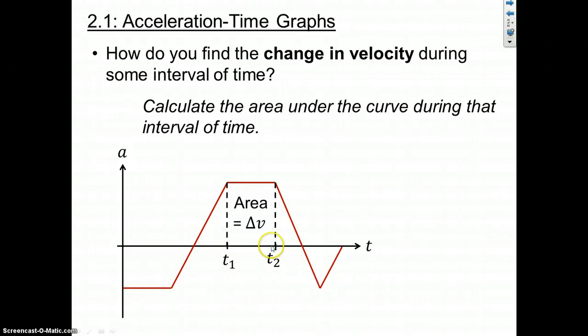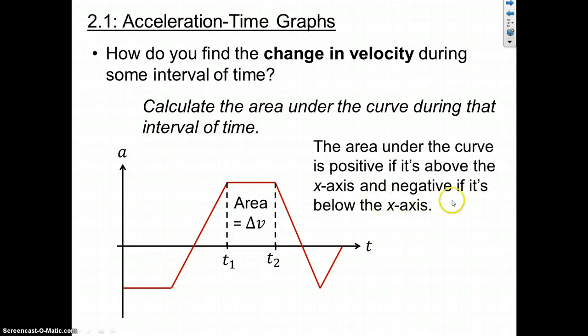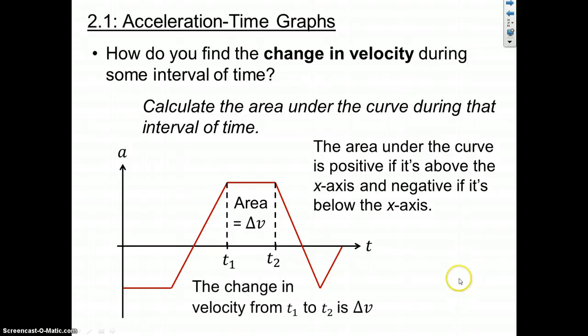And clearly here the area is positive because it's on the top half of our graph. It's above the x-axis. So the change in velocity then would be positive. Down here the change in velocity is negative. It's losing velocity, or decreasing in velocity. So that area can be positive or negative. Delta v is the change in velocity.